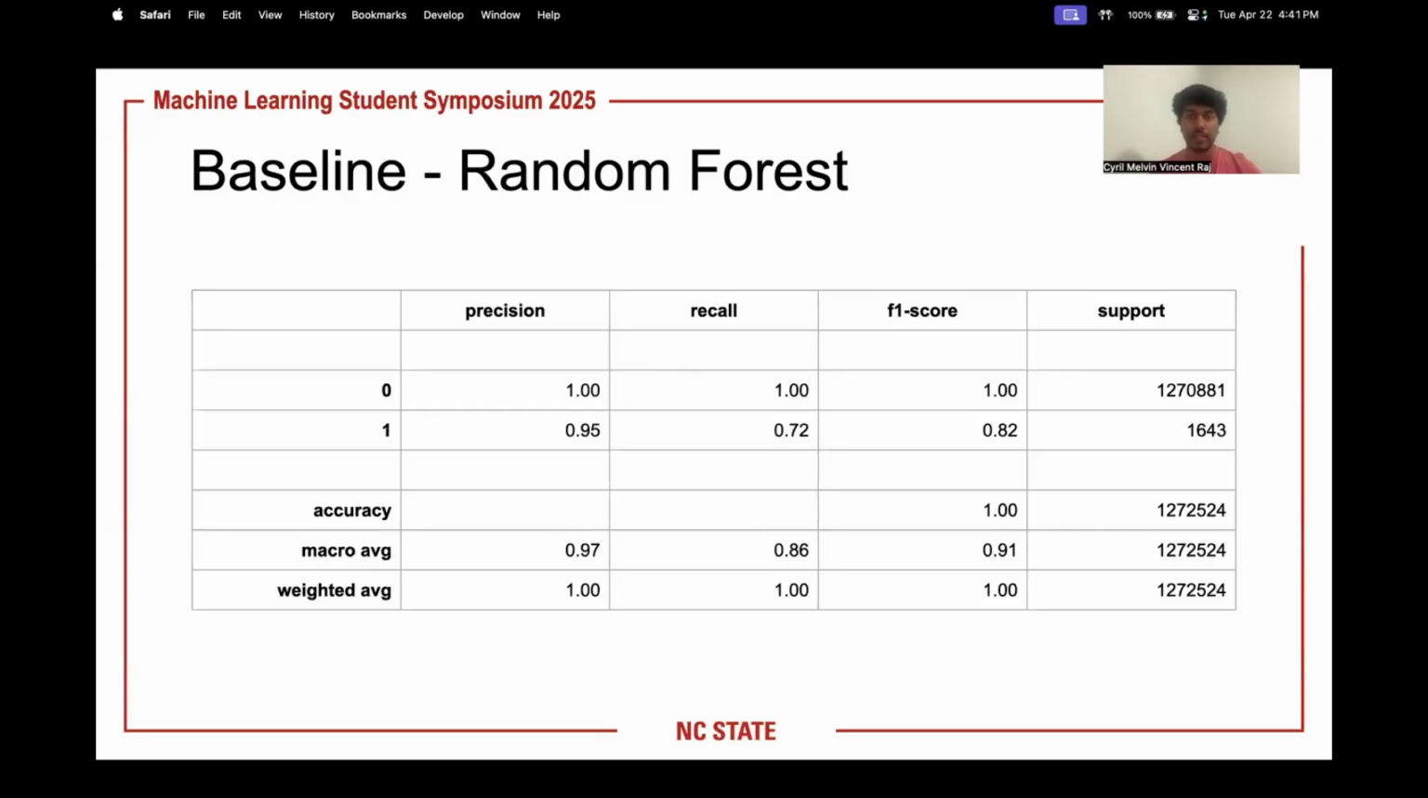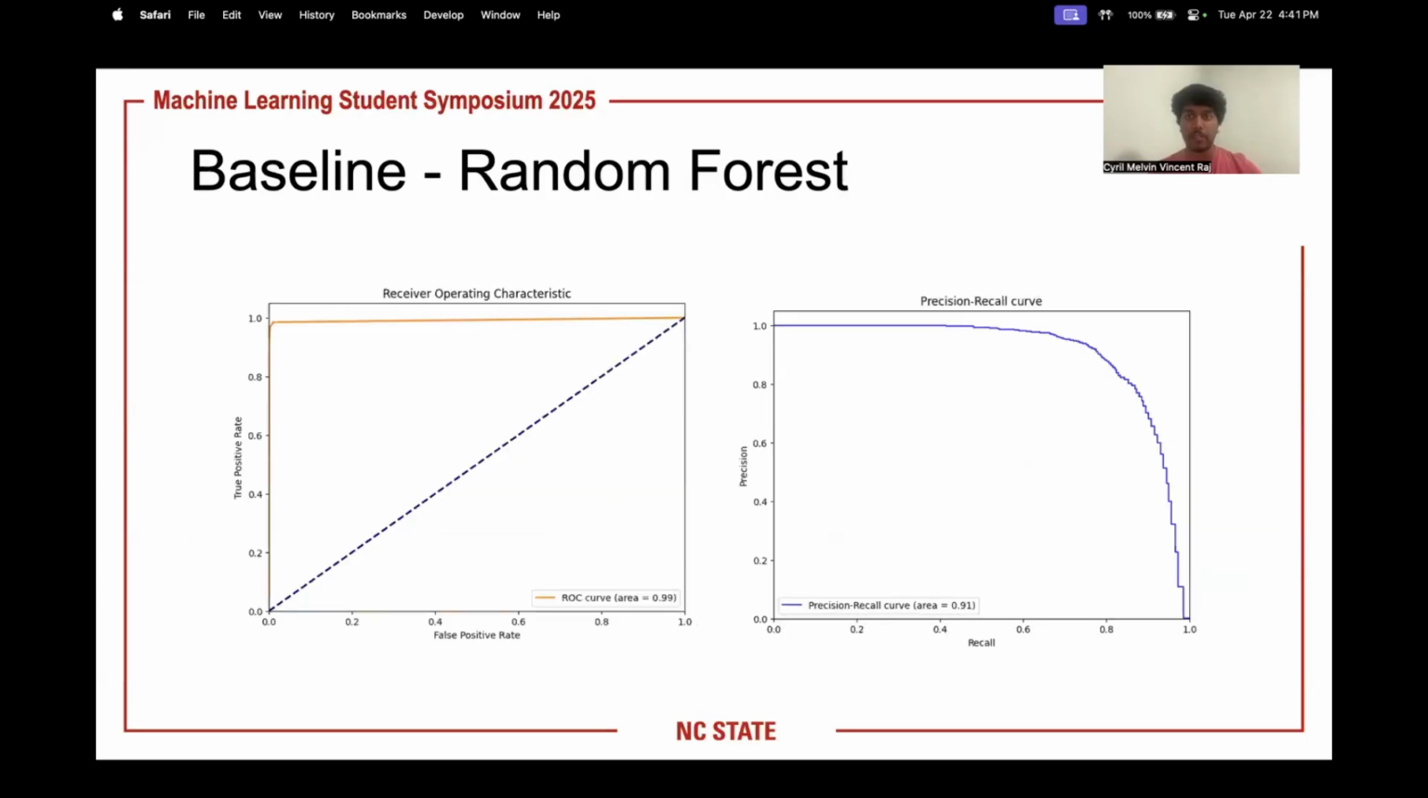As you can see, it performs quite well on the majority class, getting a perfect score. But for the minority class, its recall is low, only at 72%. So our goal moving forward is to improve that recall for the minority class. This is the ROC and the precision recall curve for the baseline model.